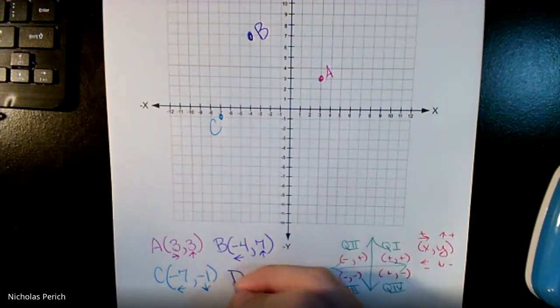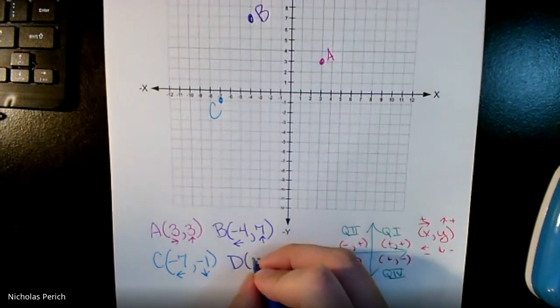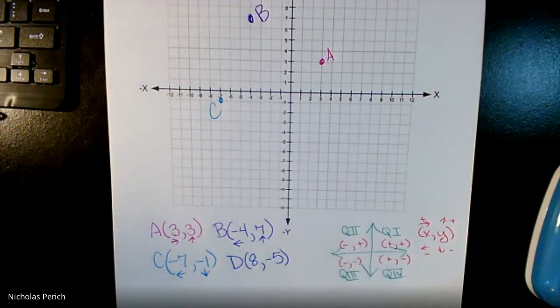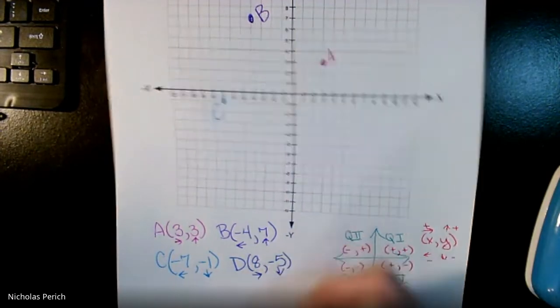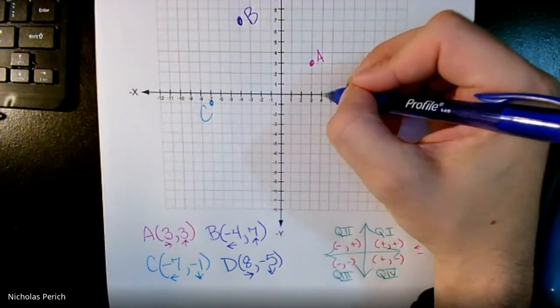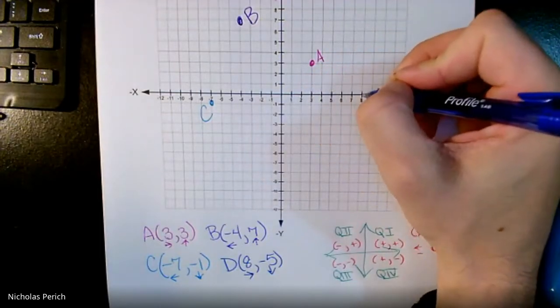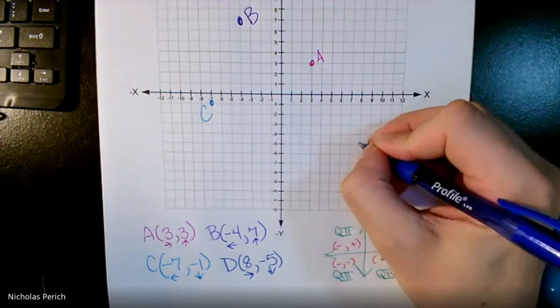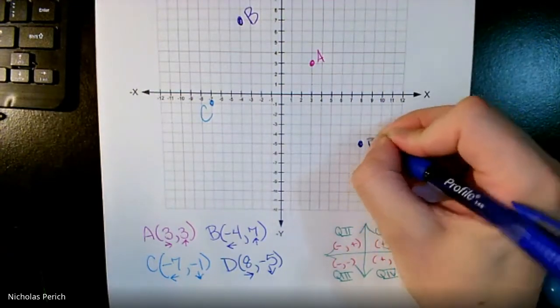D, I want to be 8, -5. Positive X value, negative Y value. Start at the origin, go right 1, 2, 3, 4, 5, 6, 7, 8, and go down 1, 2, 3, 4, 5. Put a dot there, call it D.